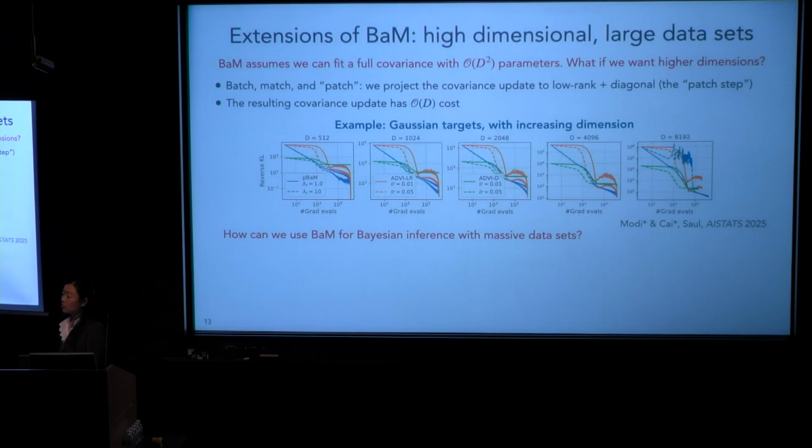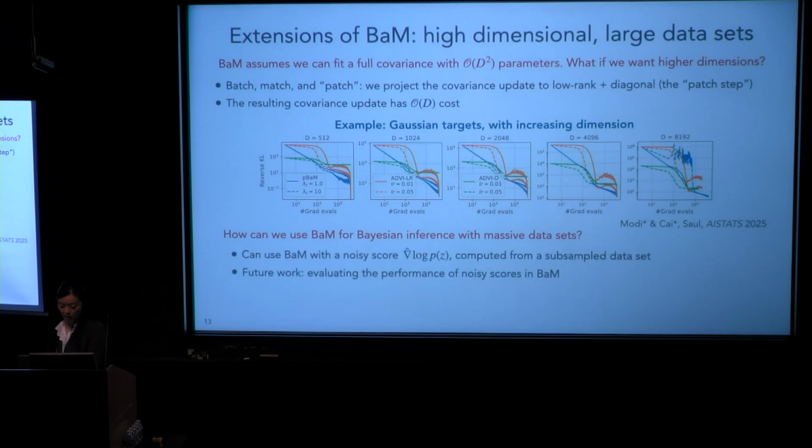A second extension one might be interested in is how we can use BAM if we want to do Bayesian inference with massive data sets, where suddenly evaluating the scores becomes very expensive. One thing you can do is use BAM with a noisy score computed from subsampling the data set. And so for future work, we're looking into evaluating the performance of using noisy scores within our batch and match algorithm.